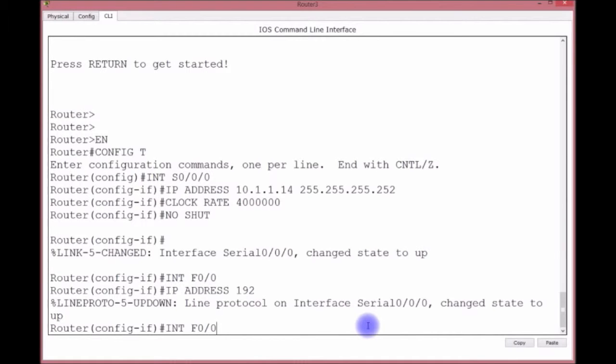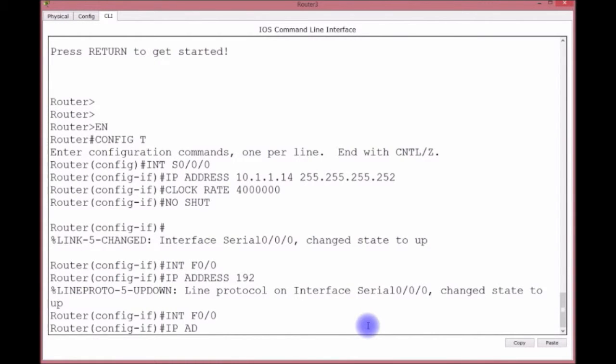I hate when that happens. IP address. That's why you do your basic housekeeping.